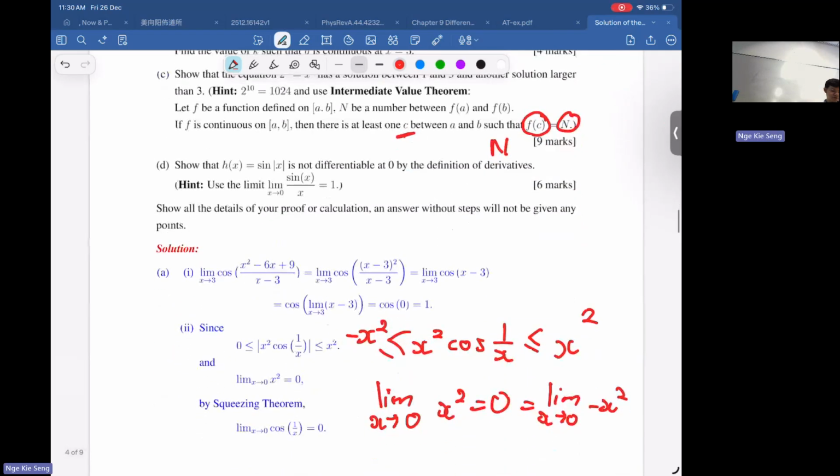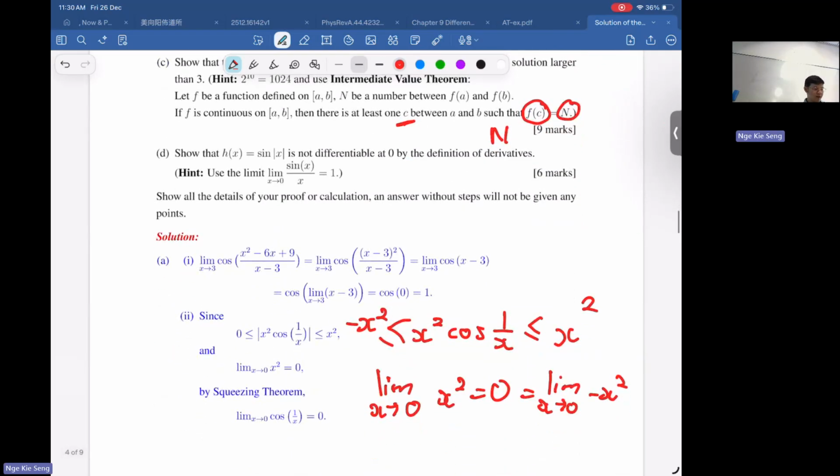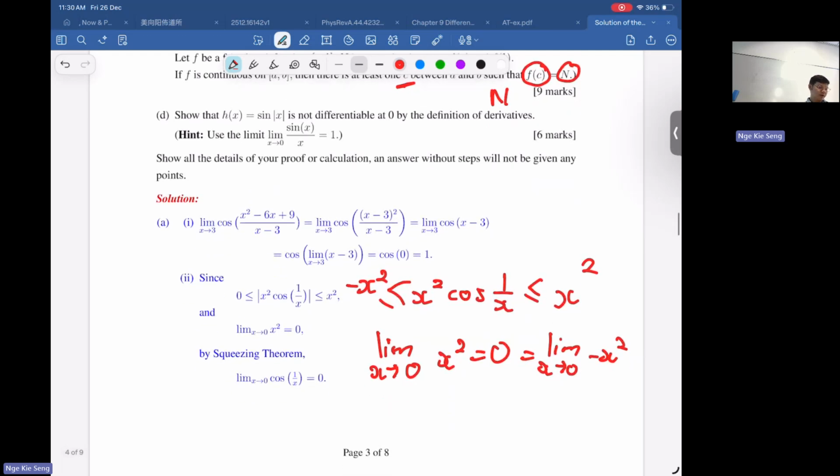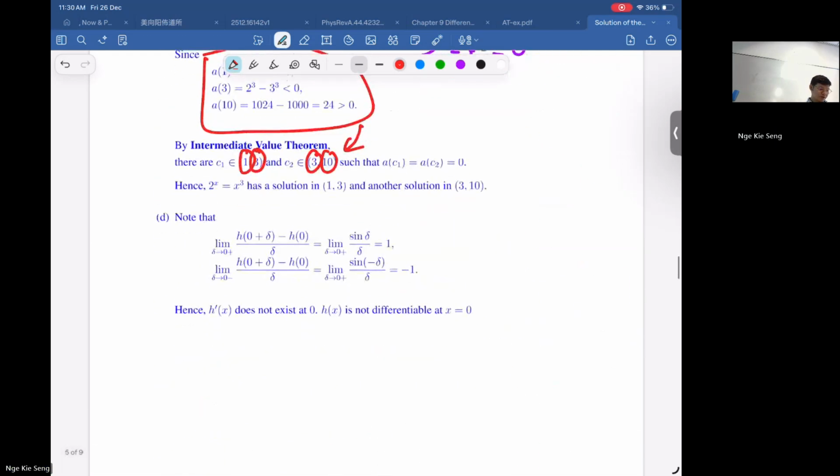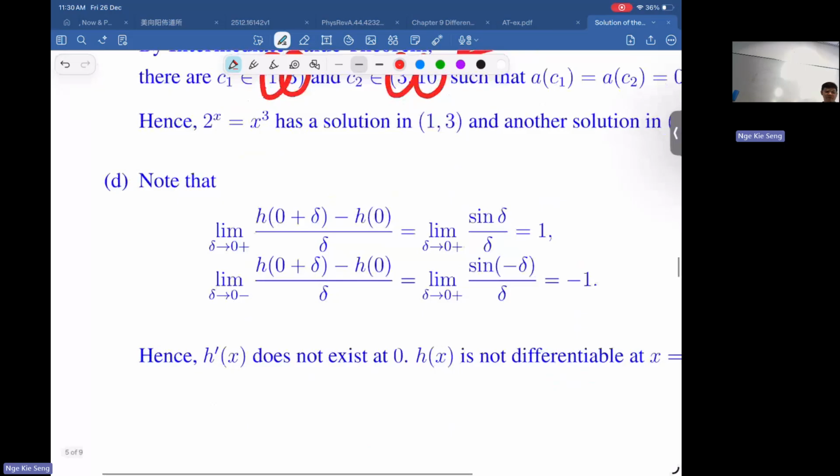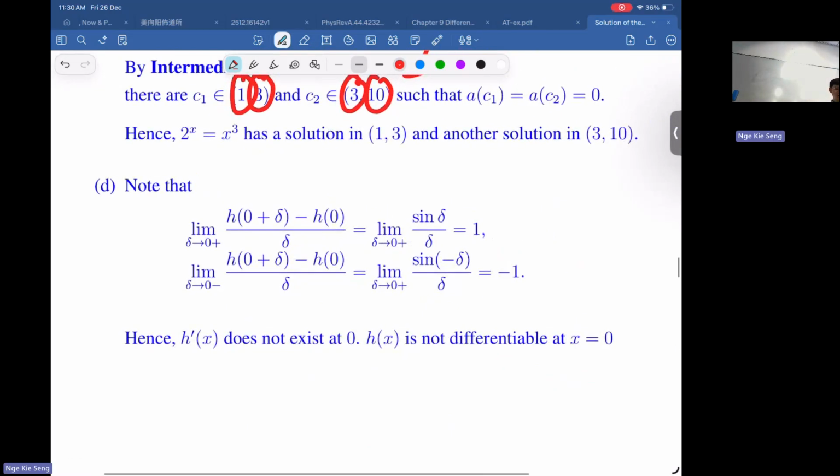Okay. D is to show that sine absolute x is not differentiable. Meaning you show that the left and right limits exist, but they are not equal. One of the sides is 1, one of the sides is -1. So they are not equal.